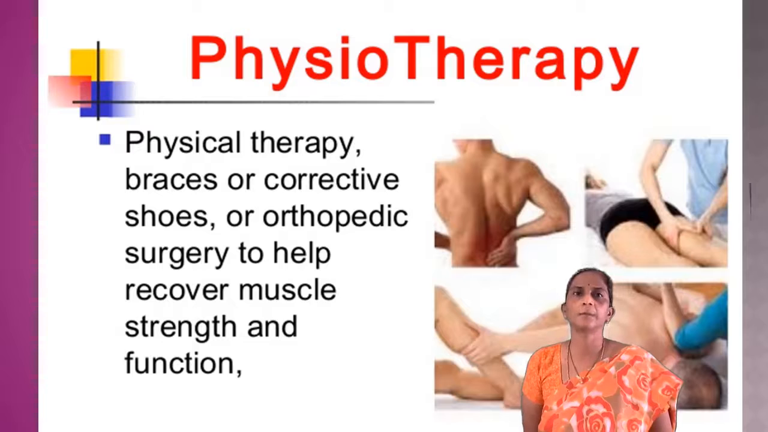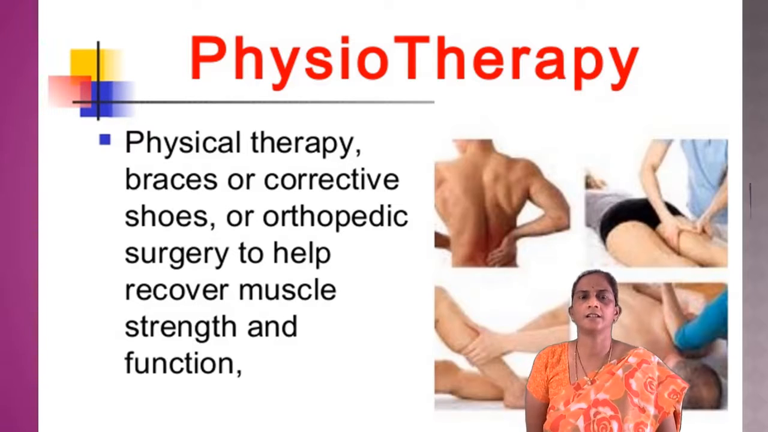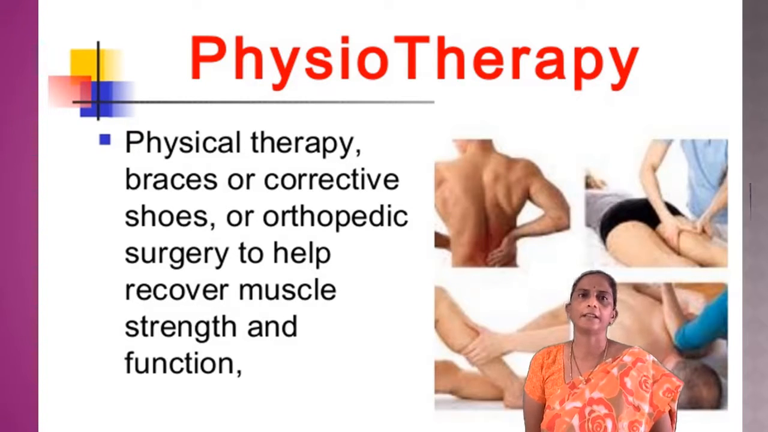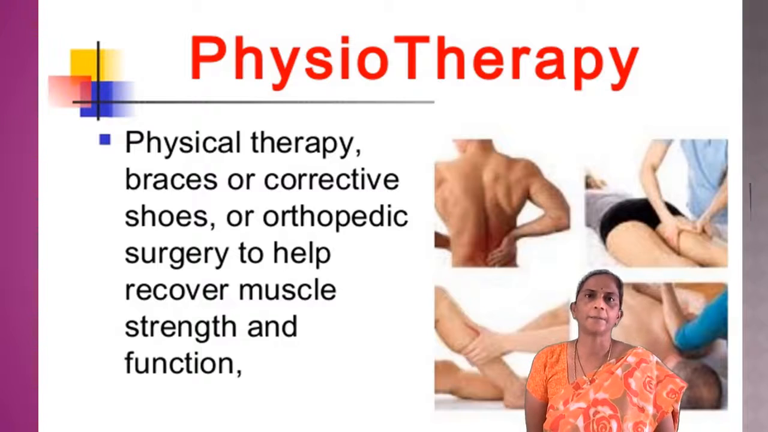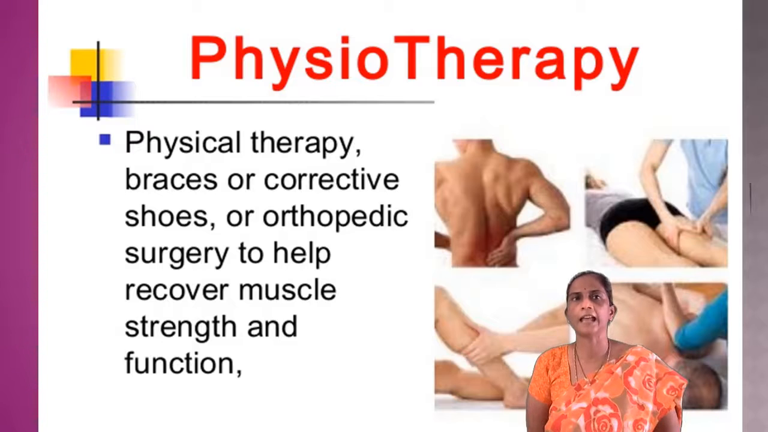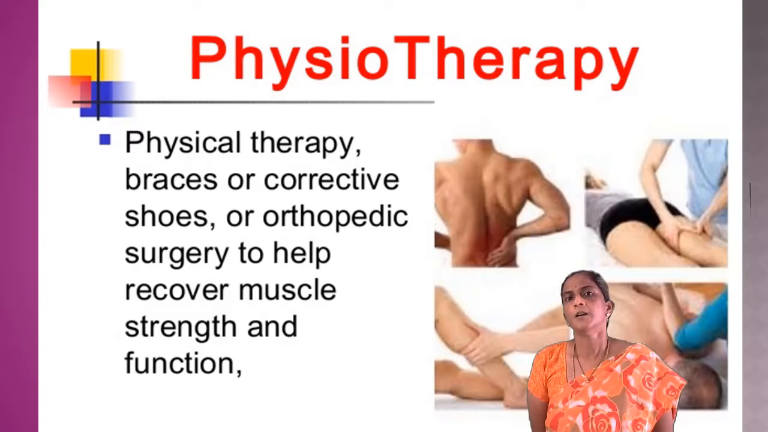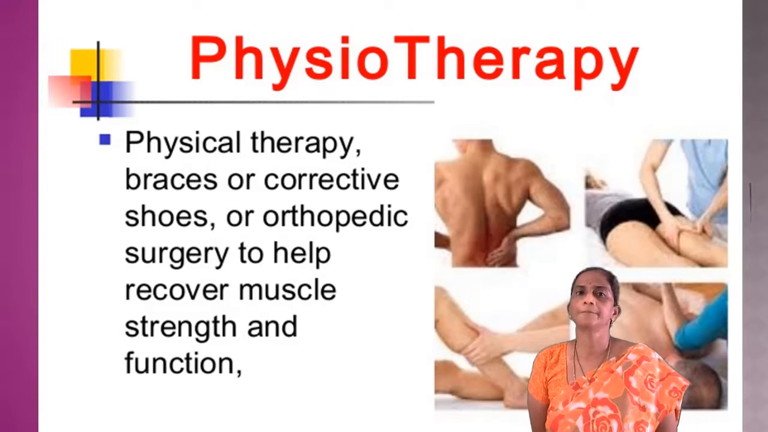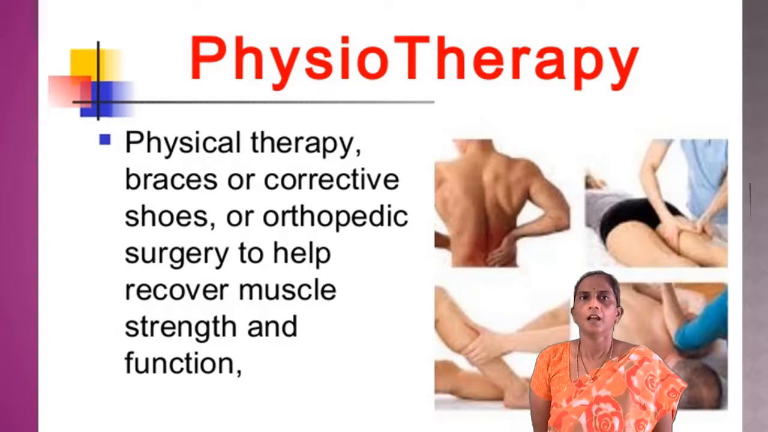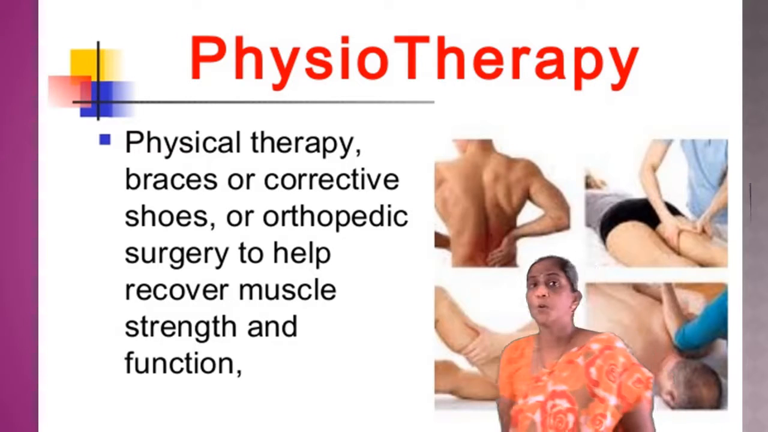pain. Painkillers can be given to reduce the headache and muscular pain. Most patients can be given sedation because they can't tolerate the pain. So physical therapy, braces, corrective shoes, and orthopedic surgery will be helpful. Mainly physiotherapy. Physiotherapy is given to the polio case for weakened muscle, to strengthen the muscle.